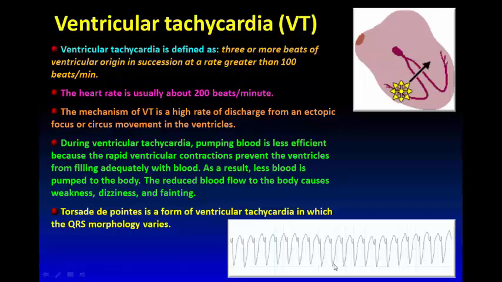Here we have an ECG strip showing ventricular tachycardia. So the ventricular rate is approximately 200 beats per minute, and the rhythm is regular. The intervals between the successive QRS complexes are almost equal. However, the QRS complexes are of abnormal morphology, indicating that the origin of the arrhythmia is from the ventricles. And I cannot see P waves here. These are QRS complexes.